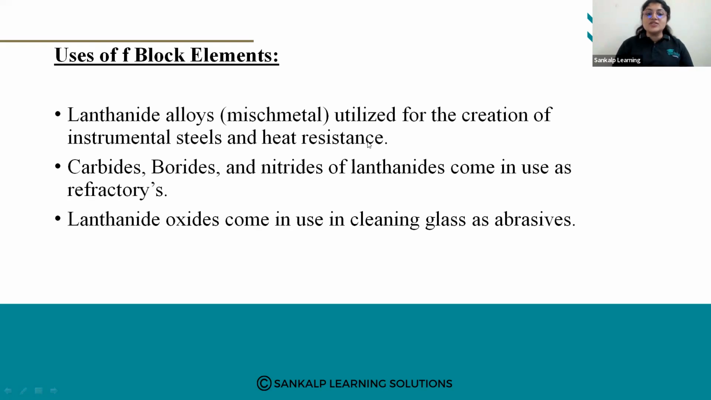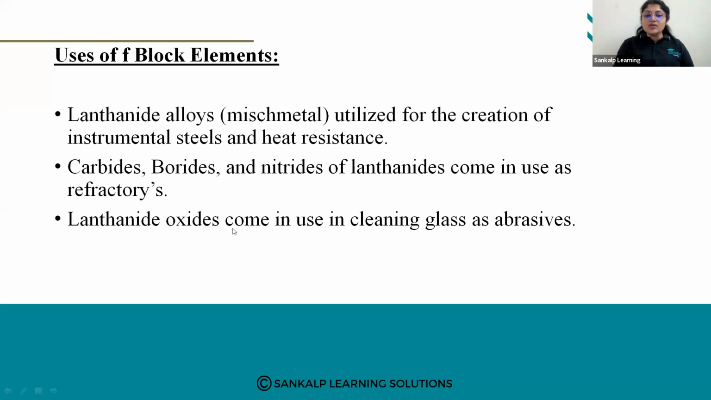Then carbides, borides and nitrides of lanthanoids come into use as refractories. Refractories means what? They are huge surfaces wherein the temperature is controlled. For example, bangle making requires a large amount of heat, right? So refractories means big surfaces wherein the temperature is controlled. So carbides, borides and nitrides of lanthanoids are used in making refractories.